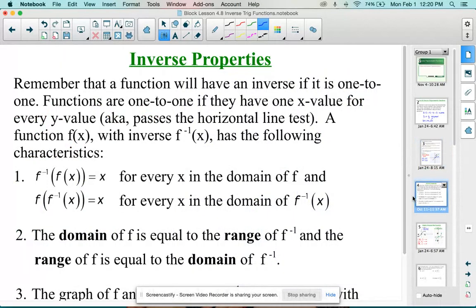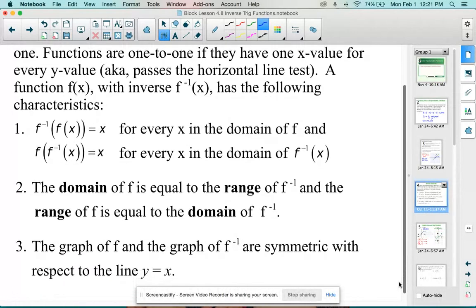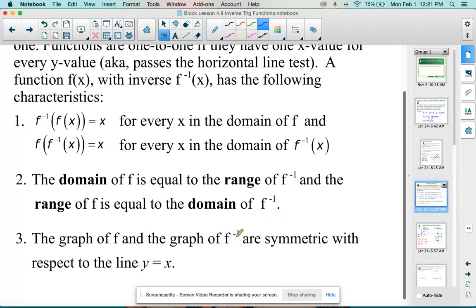Now we're going to apply inverse functions to trigonometry, trig graphs. So I'm going to just point out right here, this is a slide with all the inverse properties. We've already discussed these at one point in time. But again, something on this slide that's super, super important for you to know is this, okay?